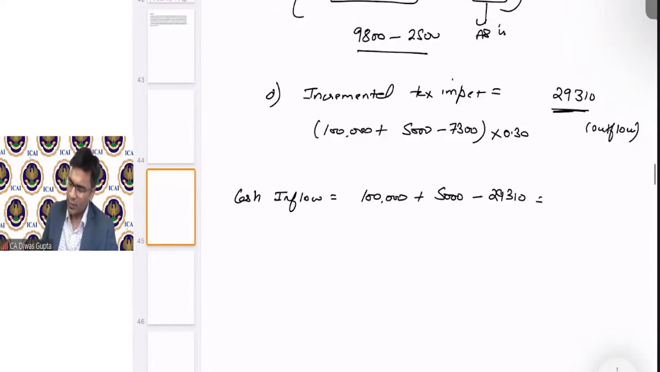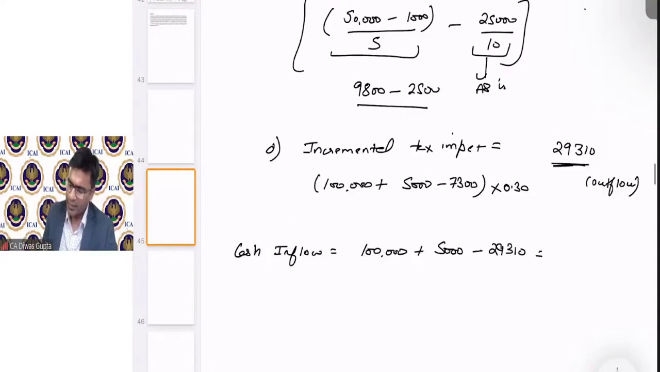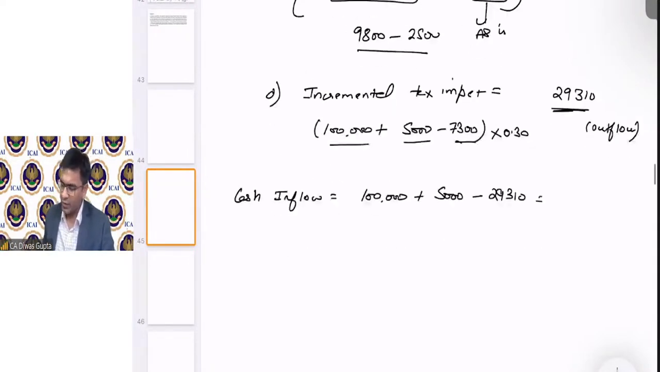Yes, so just a second, students. I think, yes. So this is actually this much: 1 lakh plus 5,000 minus 29,310, which is around 75,690. Okay, this is the incremental cash flow, students. No, salvage value we will consider, Robin. In the next step, we will go to the salvage value.